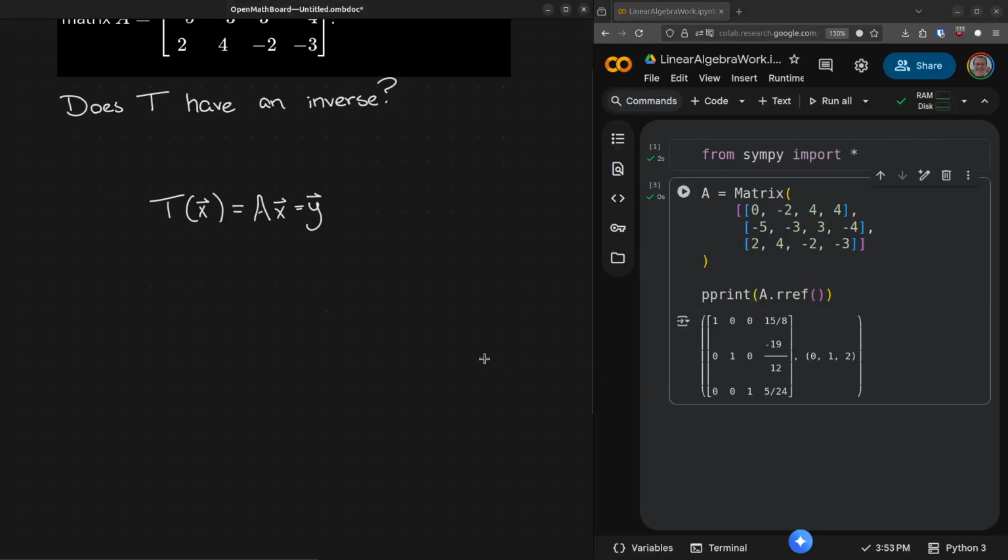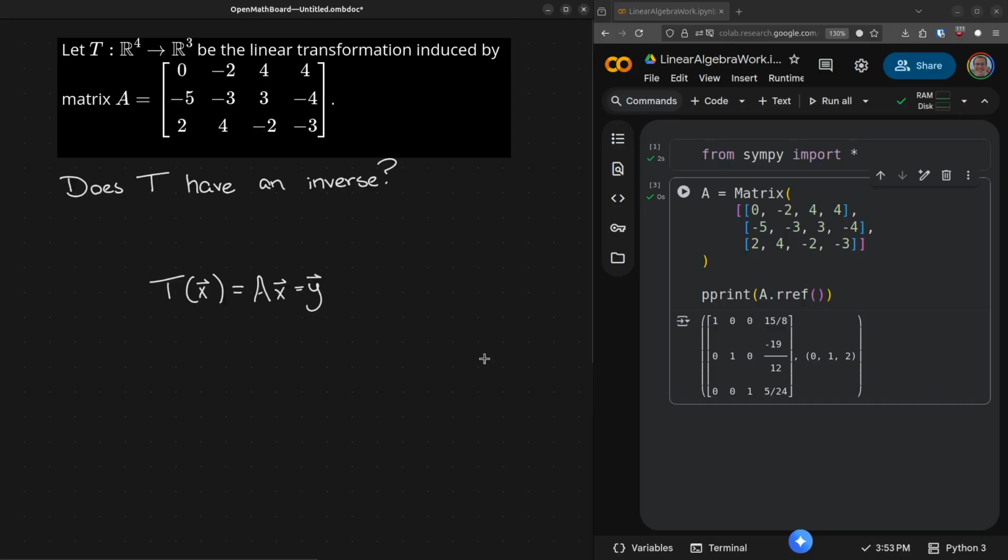Okay, and I have the reduced row echelon form of my matrix. So I get 1, 0, 0, 15/8, 0, 1, 0, negative 19/12, 0, 0, 1, 5/24.